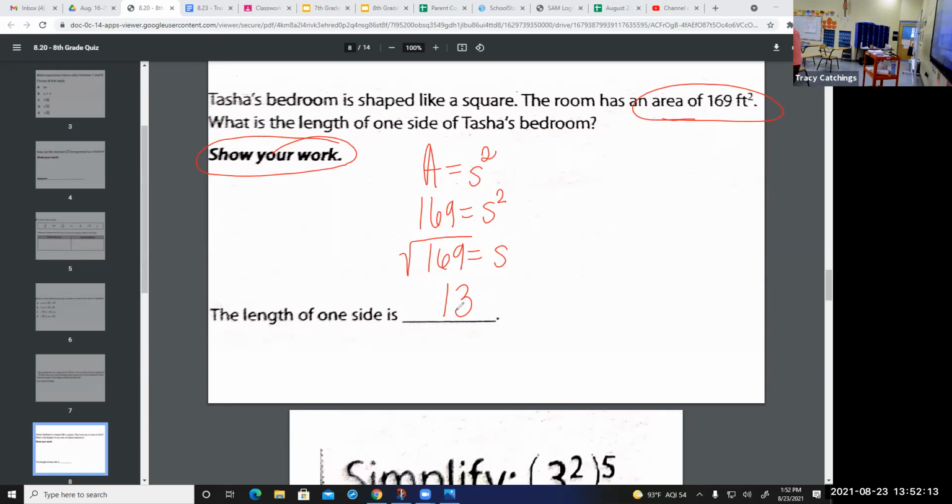But they said show your work. So we needed to see that piece where you're showing us you found the square root of 169, or you could have told us 13 times 13 is 169. So the value was 13. But you definitely should have had some work with it.